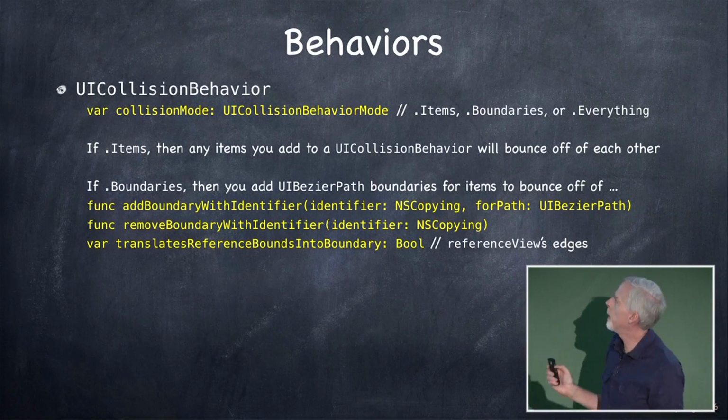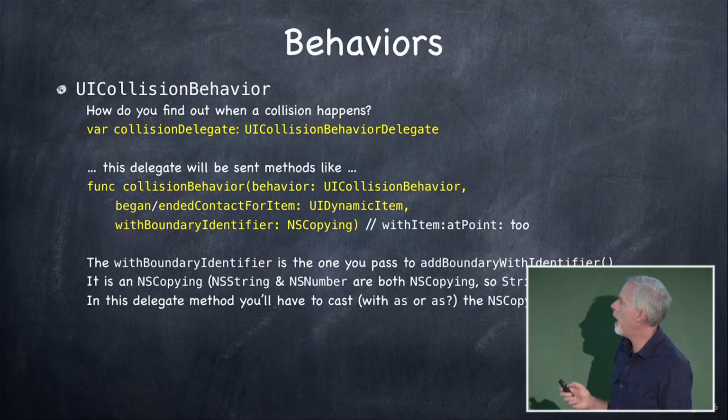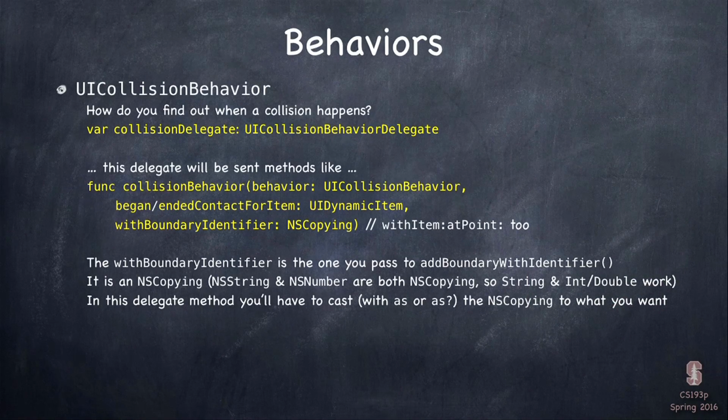One thing that's nice to know about collision is that the collision behavior has a delegate, which lets you find out when a collision happens. So you get this delegate method sent to you, collisionBehavior. Here's the behavior that's sending it to you, and it'll tell you that contact began or ended for an item with a boundary or for an item with another item. Notice the type of this withBoundaryIdentifier, NSCopying.